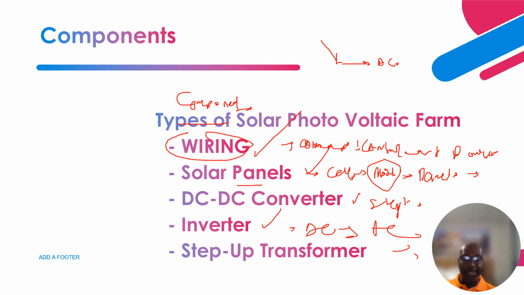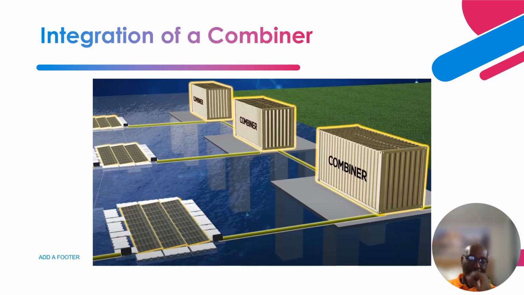Then you have a step-up transformer. After the AC voltage is achieved, you have a step-up transformer that steps the voltage up from 0.15 kV to about 33 kV. So there are different arrangements. You can have a centralized inverter, or an inverter dedicated to each string. Each string has a combiner, combining all the DC voltage here, here, and here. So you have an inverter here, here, and here. This helps to achieve different configurations of arrangement.